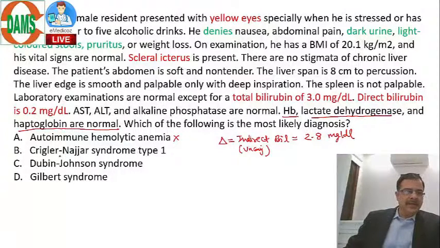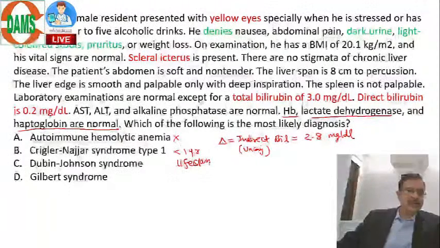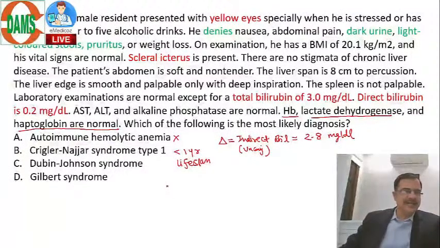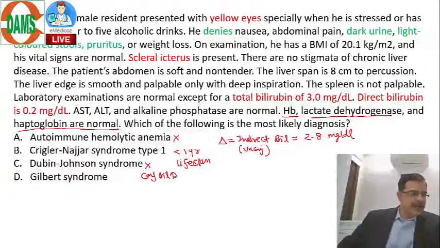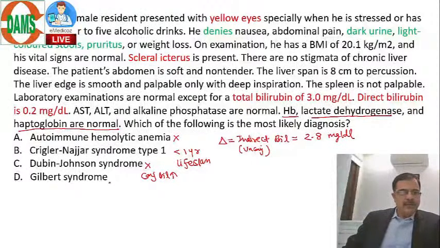Then Crigler-Najjar syndrome type 1. Remember, in Crigler-Najjar syndrome type 1, the lifespan is less than 1 year. Without treatment, patient will not survive. So lifespan is less than 1 year. Without that, patient will not survive, and 26 is the age given. Dubin-Johnson syndrome is unlikely, because it is a case of conjugated bilirubin elevation. While Gilbert syndrome, yes, it is most likely a patient of Gilbert's syndrome.